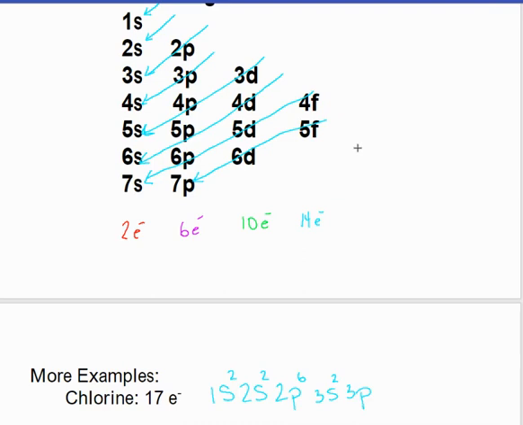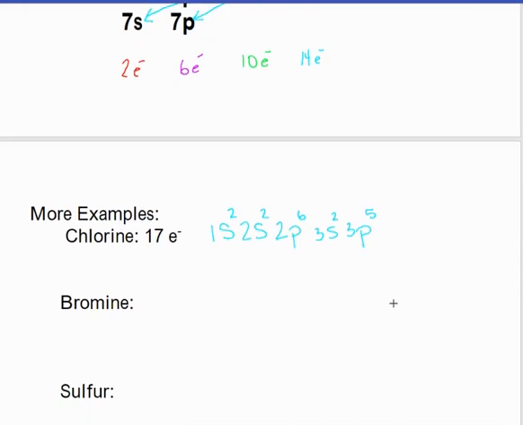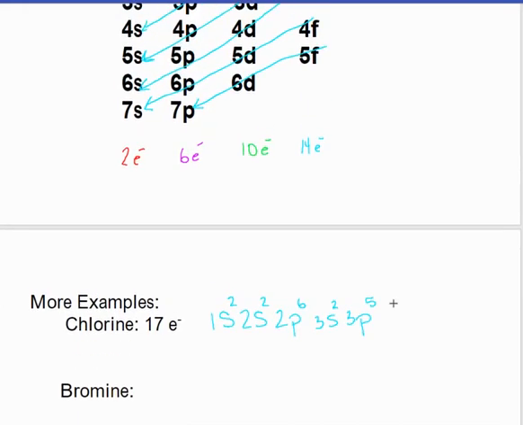3p, and let's stop and pause. This is 10, plus 2 is 12. I have 5 more electrons, and this can hold 6. So the last little bit is 3p5. Okay, so that's the electron configuration for chlorine. We are going to do bromine and sulfur.